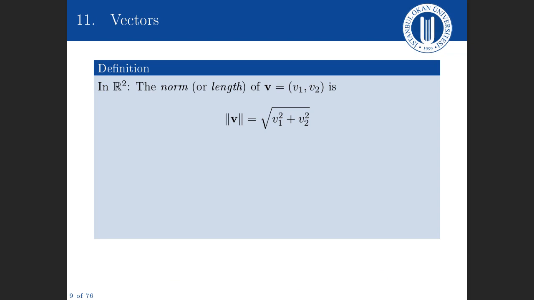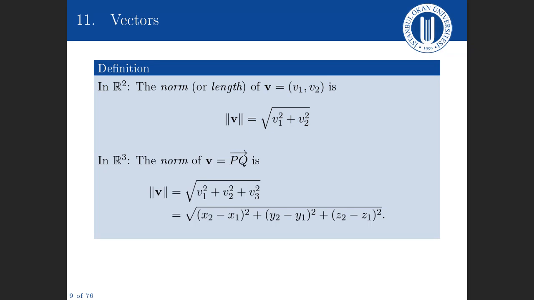If we're in R2, then the norm, or the length of the vector v, is given with this formula. Two vertical lines, v, two vertical lines. And then just using Pythagoras, the square root of v1 squared plus v2 squared. And we can do the same thing in R3, but we have 3 components instead of only 2. The norm of v is the square root of v1 squared plus v2 squared plus v3 squared. And if it's the vector from the previous picture, that's the same as the square root of x2 minus x1 squared plus y2 minus y1 squared plus z2 minus z1 squared.